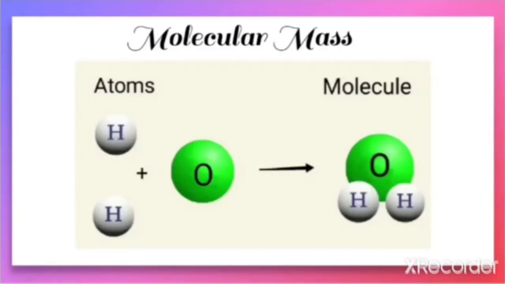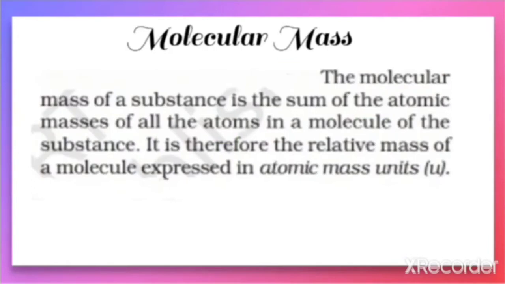As we already discussed, when atoms combine to form a molecule, the sum of the masses of the atoms gives rise to the mass of the molecule. So how do we define molecular mass? The molecular mass of a substance is the sum of the atomic masses of all the atoms in a molecule of the substance. It is therefore the relative mass of a molecule, expressed in atomic mass unit.